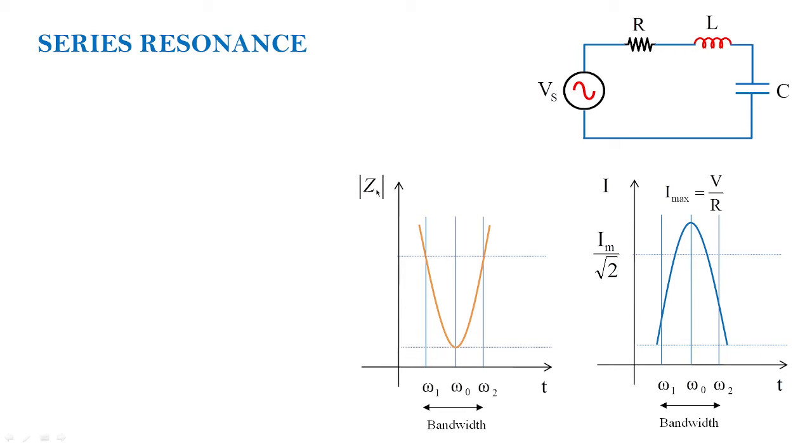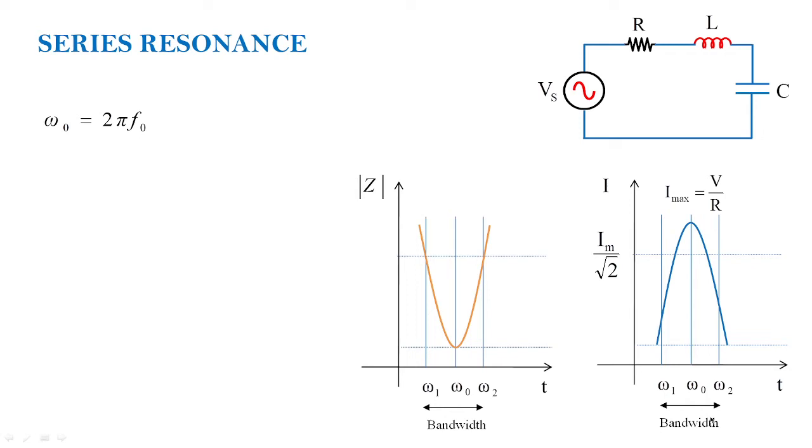When you look at the impedance graph, when the impedance is minimum, naturally we get the maximum current. The maximum current is obtained as V by R, which indicates that under resonance, the series RLC circuit behaves as purely resistive, and that is how we obtain the maximum value of current.